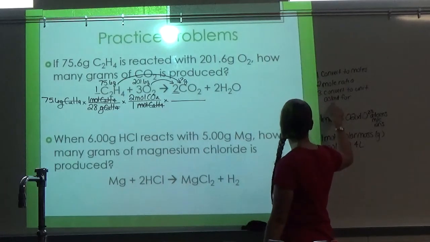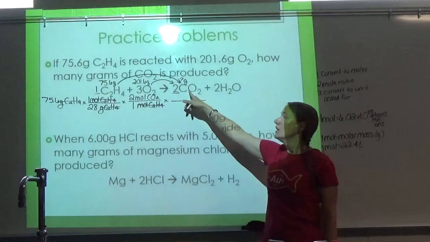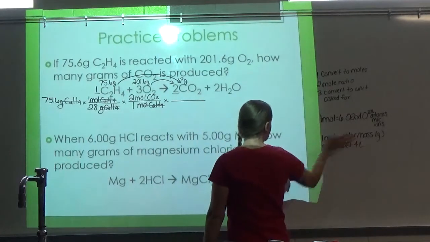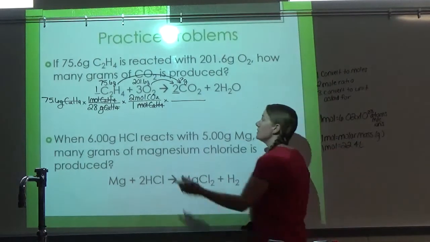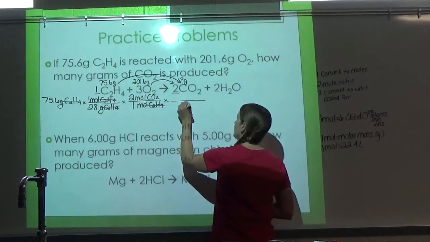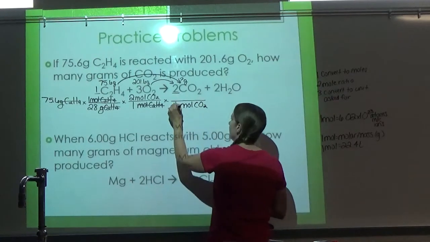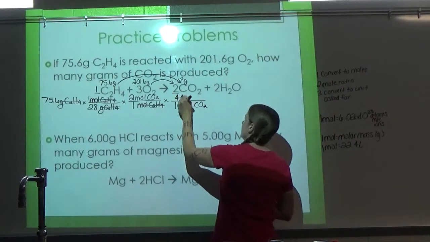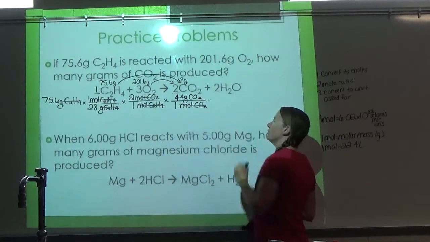Last step is I need to convert to the unit asked for. It asks for grams of CO2, so I'm going to have to use the molar mass. When I add up CO2 off the periodic table, I get 44. Following my golden rule, moles of CO2 has to go on bottom. Remember, molar mass always equals 1 mole, and that equals 44 grams because we added that up off the periodic table. So moles of CO2 cancel.